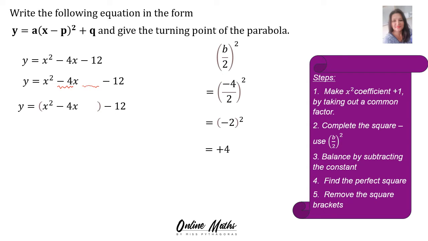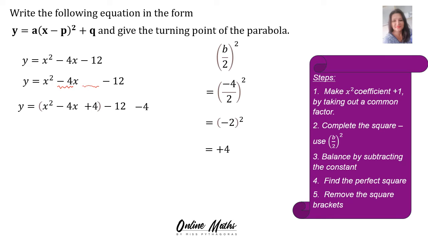Now what to do with the plus 4? You will see that I wrote a bracket around x squared minus 4x. And then there you add 4, and on the minus 12 you subtract 4, and that is step 3. That is how you balance by subtracting the constant.